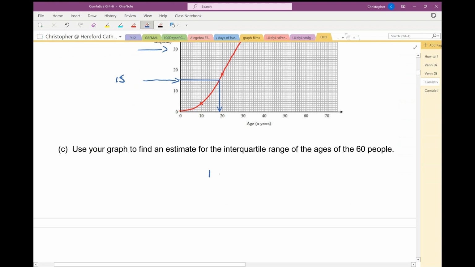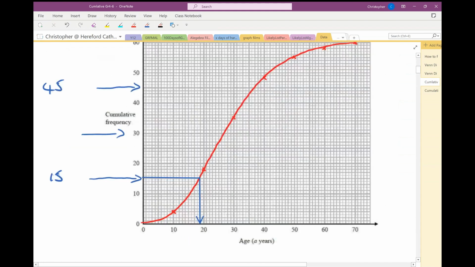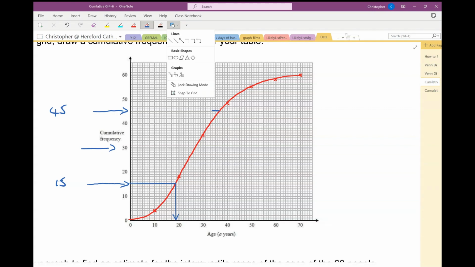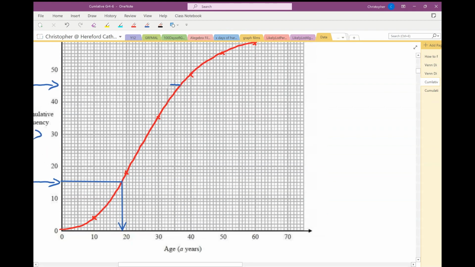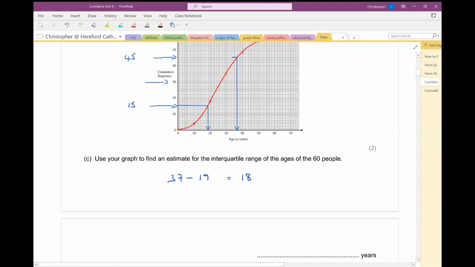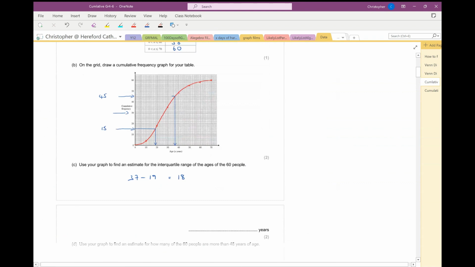And what about my 45th person? Well, I'll have to go through the same process. So my 45th person is going to cross about there, isn't it? Of course, you should be using a pencil and a ruler. So I'm going to now read off an approximation for the age of my 45th person, which I think is going to be 37. So my estimate for my interquartile range is 37 minus 19, which is 18 years between the 15th person and the 45th person.